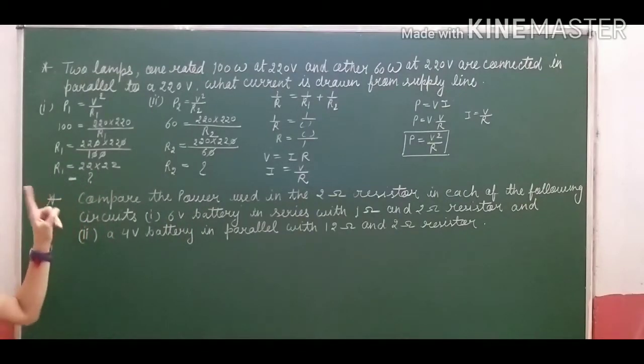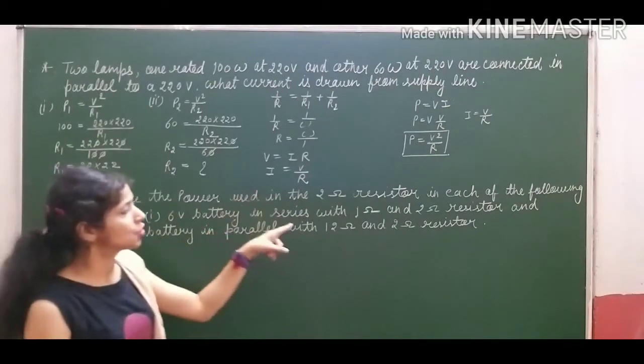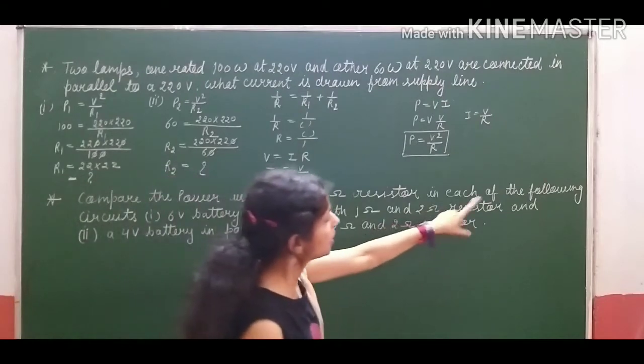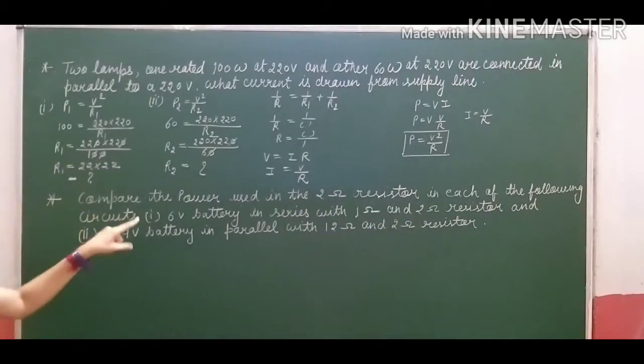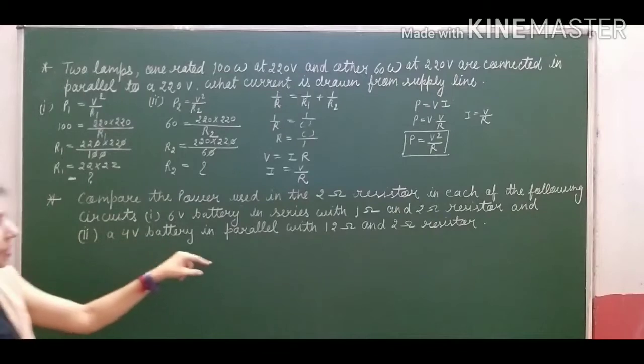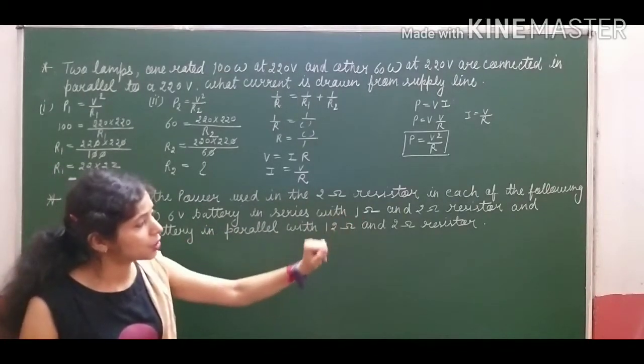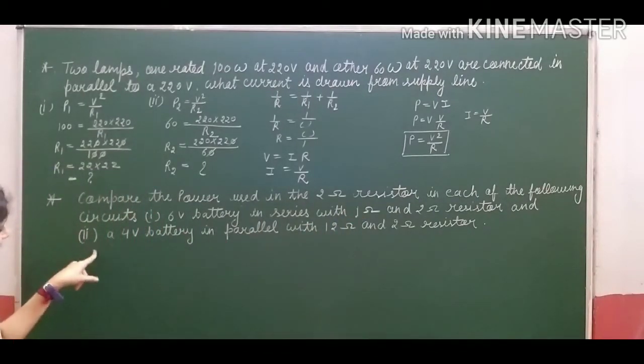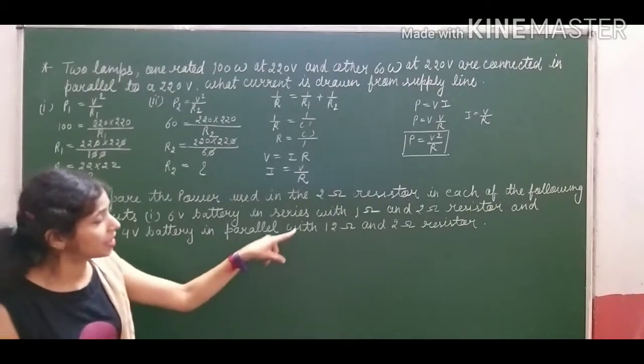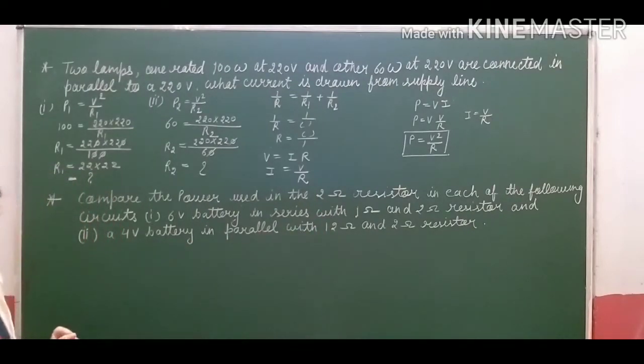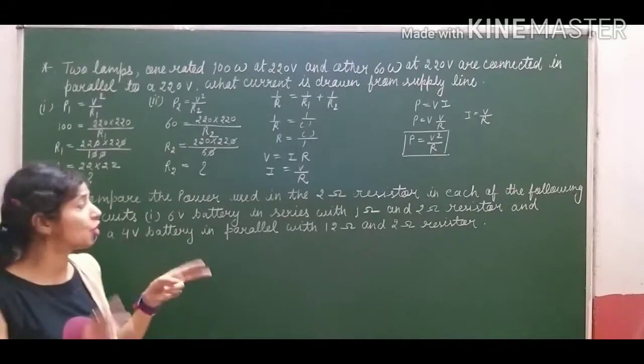Now, compare the power used in the 2 ohm resistor in each of the following circuits. In the first case, a 6 volt battery is in series with a 1 ohm and a 2 ohm resistor. In the second, a 4 volt battery is in parallel with a 12 ohm and a 2 ohm resistor. So what is to be done in that case? We have to compare the power.